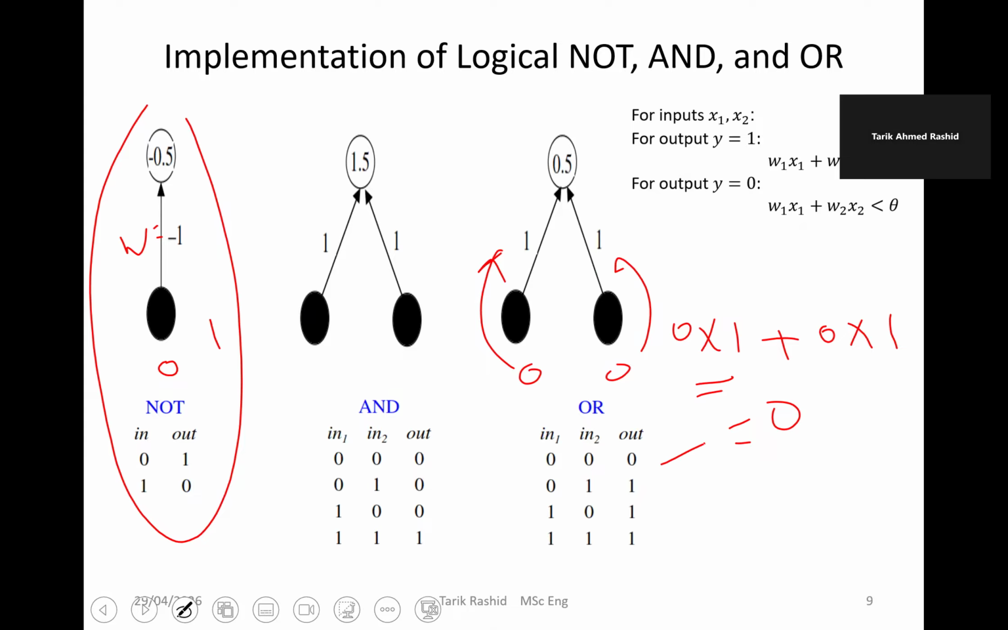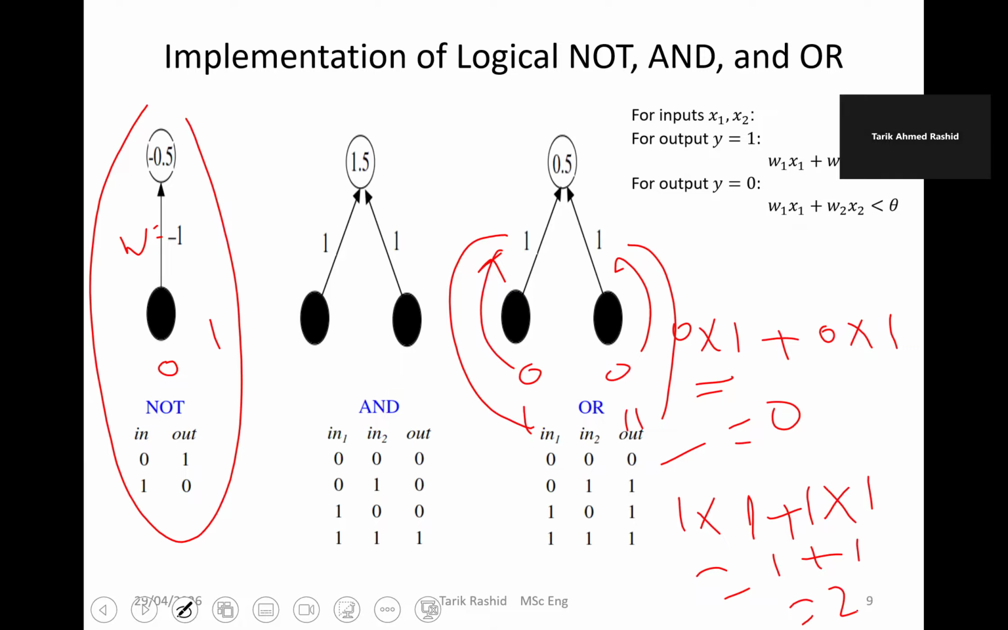Let's do one more example. Let's do 1, 1. So 1 multiplied by 1 plus 1 multiplied by 1. So 1 plus 1 gives 2. 2 is greater than 0.5, yes. That means it's greater than the threshold, it's 1. So the answer is 1, correct. So that's for the OR gate. And let's do the AND gate, one example.